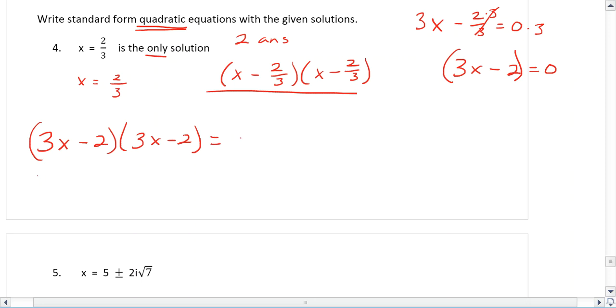Your choice. So foiling this, we get 9x squared. We have minus 6x for the outer product, minus 6x for the inner product, and plus 4 for the last. So the quadratic, if we combine those middle terms, we have 9x squared minus 12x plus 4.